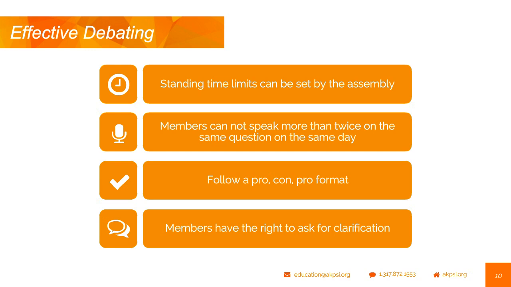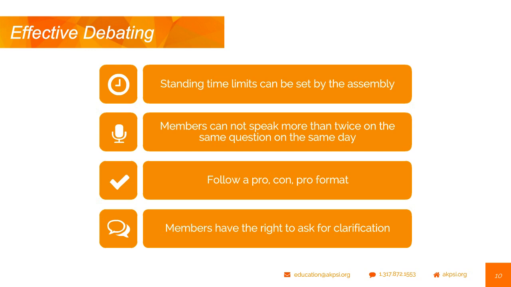Fourth, and finally, all members have the right to ask for clarification or bring up a point of discussion. The minority has an equal right to speak on the issue and to be heard in full, fair, and equitable debate. The debate should continue following pro-con-pro format until everyone has had the chance to speak and there is no new information to present. After debate, the chair may say, are you ready for the question?